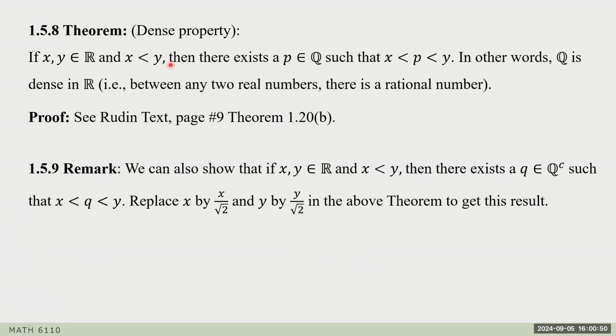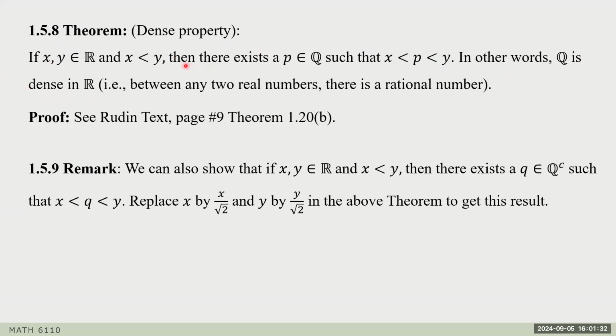So the second one that we need is this thing called the dense property, or the density of Q in R. This one just says that if x and y are real numbers, and let's just say x is the smaller of those two, then there exists some rational number p such that p is in between x and y, right? So we say, in other words, Q is dense in R. We'll meet this word dense later on when you all have to study nowhere dense sets and those things.